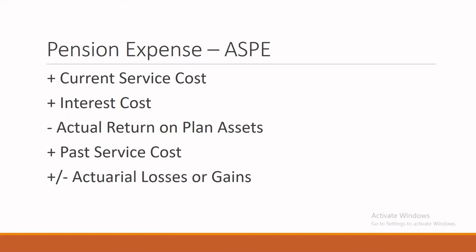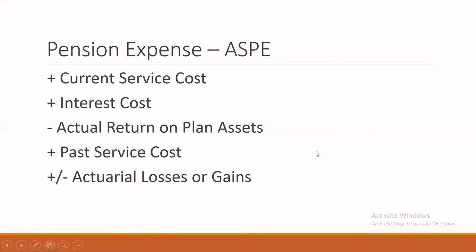Now, most of these hit the liability, right? Current service costs, interest costs, past service costs, and actuarial losses. Those are going to be a credit, which is going to increase your liability, and it's going to debit your pension expense. The actuarial gains would decrease your liability and decrease your pension expense. So debit your liability, credit your pension expense, and your actual return on plan assets is going to increase your asset, which means it should decrease an expense. Okay, so those 5 things are going to go into your pension expense calculation for ASPE.